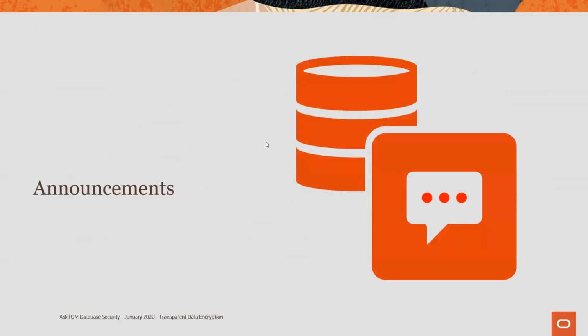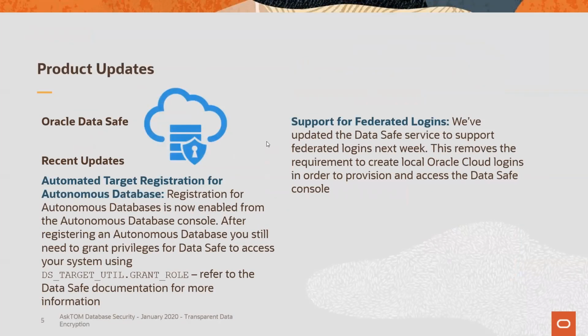All right, we'll do some announcements, and we'll try to keep it quick since I messed up on a couple minutes there. Oracle Data Safe, if you haven't tried it out yet, our cloud-based security solution, check it out. It has a couple new additions there with automatic target registration for your autonomous databases. And then coming in the next week or so, we've got support for federated logins. Right now, you have to create a local Oracle Cloud login. That works for most customers. Some other customers, they say, no, we use federated. So you're going to have that support here in the next week or so.